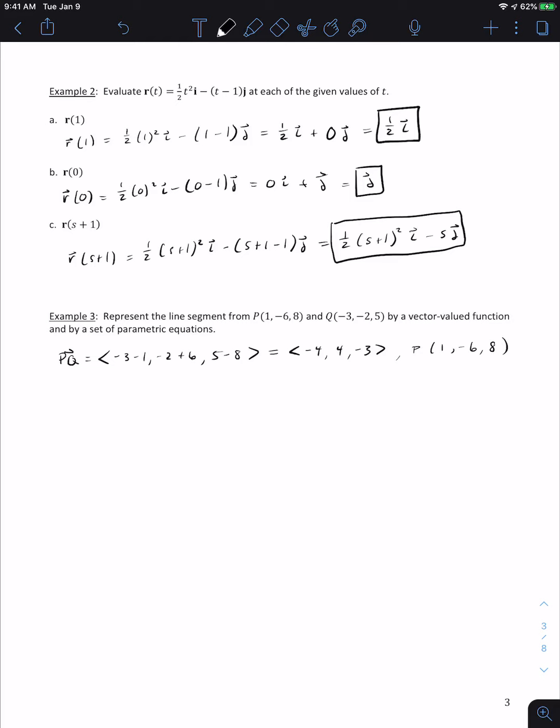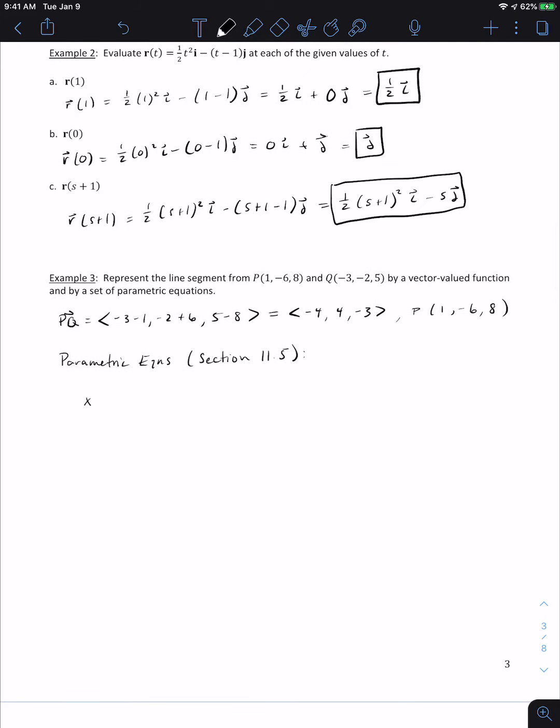So we have a vector that it's parallel to because it's exactly that vector, and then we have the point, so we can write the parametric equations. And again, this is from section I think 11.5 when we talked about this. Right? So x is equal to 1 minus 4t, y is equal to -6 plus 4t, and z is equal to 8 minus 3t.